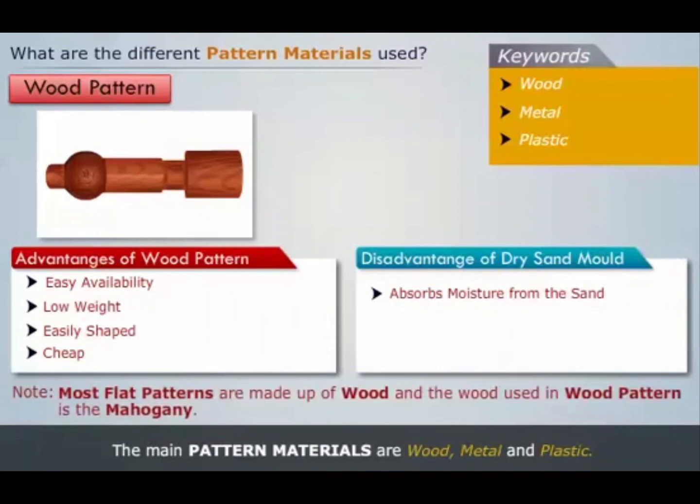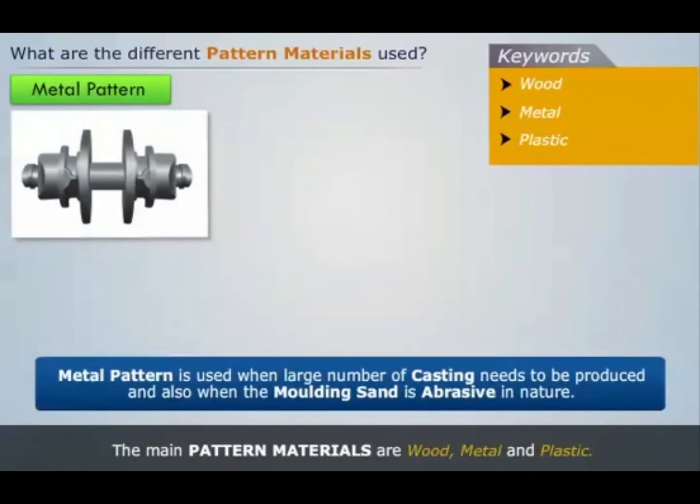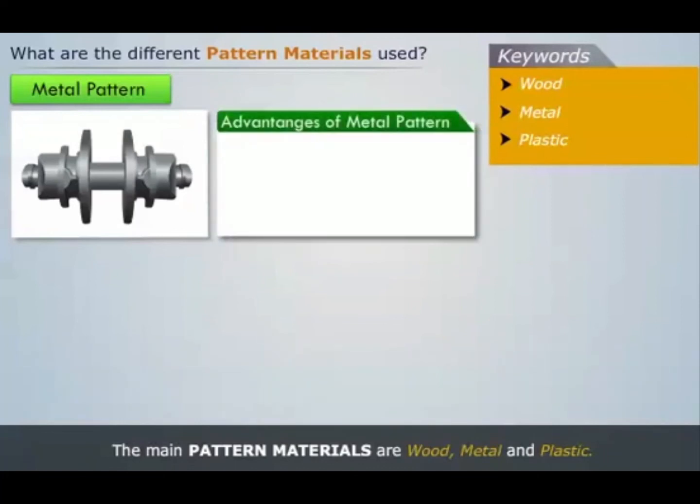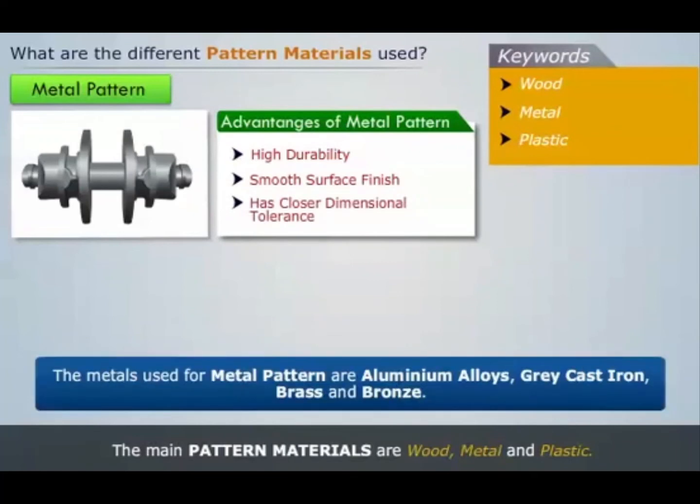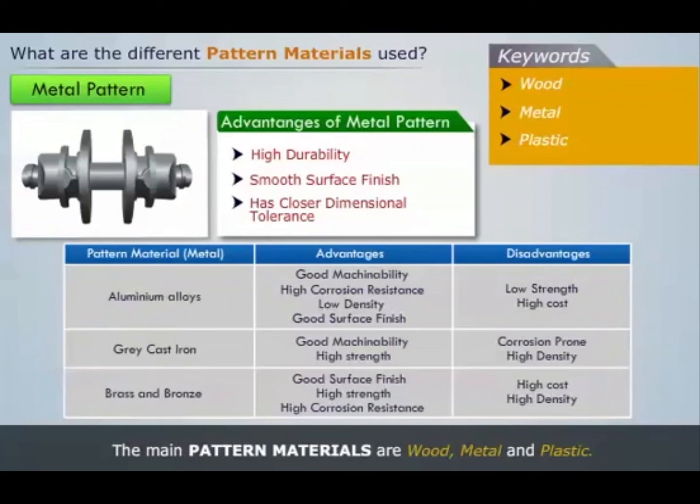Note that most flat patterns are made up of wood and the wood used in wood pattern is mahogany. Metal pattern is used when a large number of castings need to be produced and also when the molding sand is abrasive in nature. Some of the advantages of metal pattern are as follows. It has high durability. It has smooth surface finish and has closer dimensional tolerance. The metals used for metal pattern are aluminium alloys, grey cast iron, brass and bronze. The table shows the advantages and disadvantages of these metals.